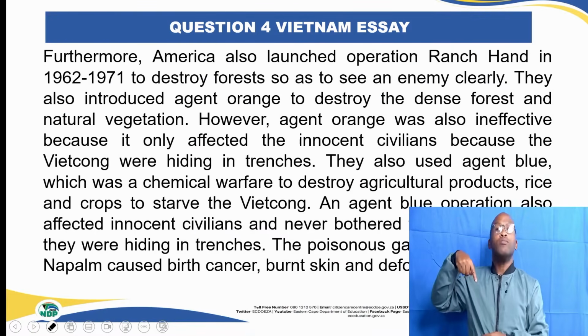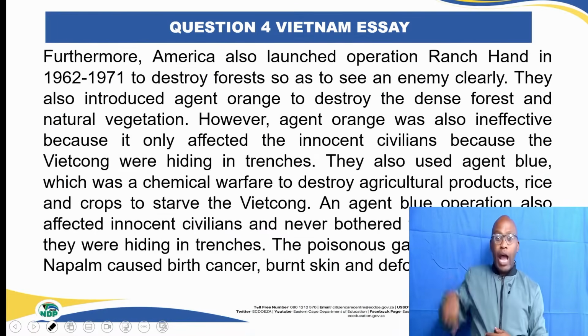They also added Agent Blue, which was there to destroy the agricultural products, that is your rice and the crops. The main idea was to starve the Viet Congs. But unfortunately, this operation was never effective because the Viet Congs were underground in those tunnels and were receiving supplies from the north. They received food from the north and Russia. So it means now it only affected the innocent rather than the Viet Congs.